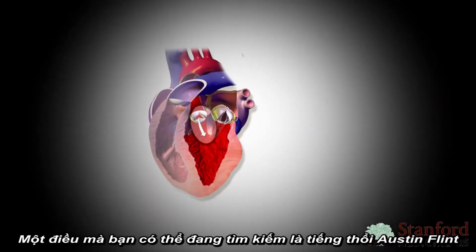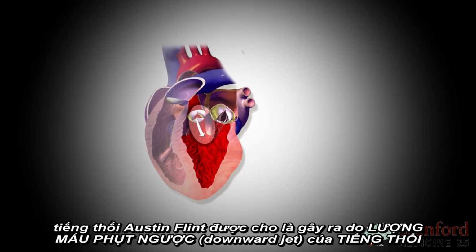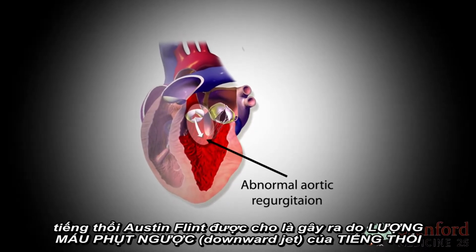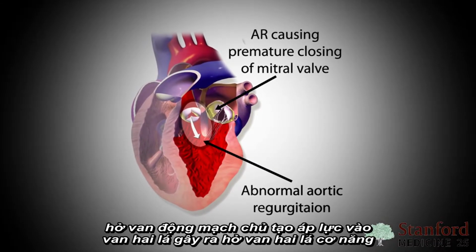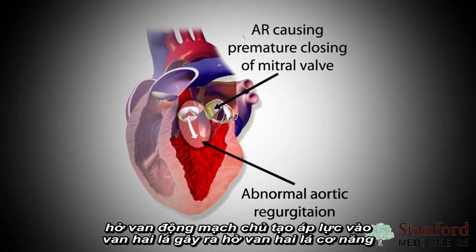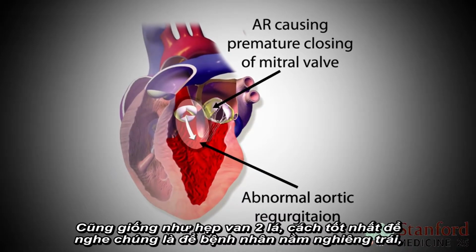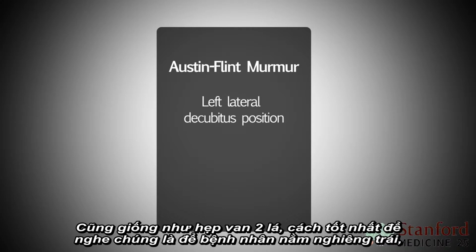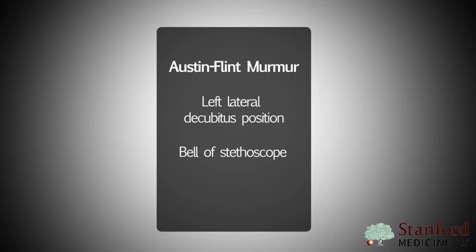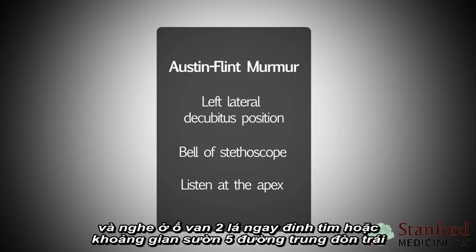One thing you might want to look for is the Austin-Flint murmur. The Austin-Flint murmur is believed to be caused by the downward jet of aortic regurgitation pressing on the mitral valve, which causes a functional mitral stenosis. Just like mitral stenosis, the best way to listen for that is to have your patient in the left lateral decubitus position, your stethoscope on the bell setting, and listen in the mitral region right around the apex, or the intercostal space 5, midclavicular.